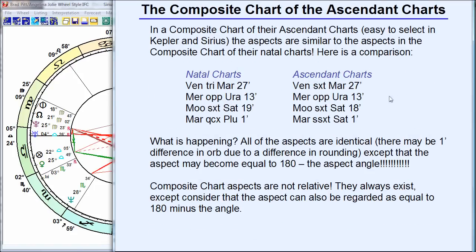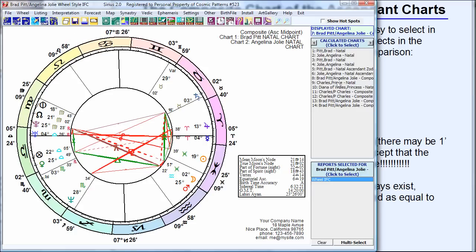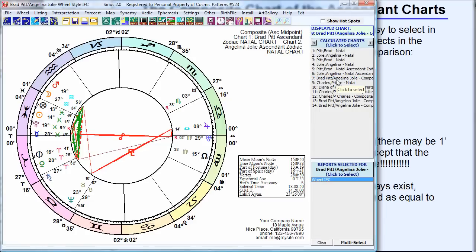Now, here's an example. We see that in the composite chart they have Venus trine Mars. What if we spin the charts around to put the ascendants together? Well, there's only one change that'll happen. Trines can turn into sextiles, and oppositions can turn into conjunctions. So here is a composite chart of their ascendant charts. Chart 1 is Brad Pitt's ascendant zodiac chart, where we make the ascendant 0 Aries. And chart 2 is Angelina's ascendant chart.